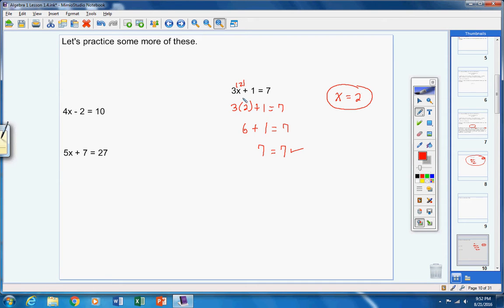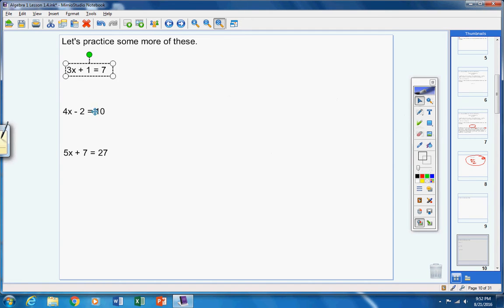I substituted the 2 in for x and I checked it. 7 equals 7. Okay, let's try another one. If I'm going too fast, just pause the video and get caught up, alright? Alright, here we go. Next one.